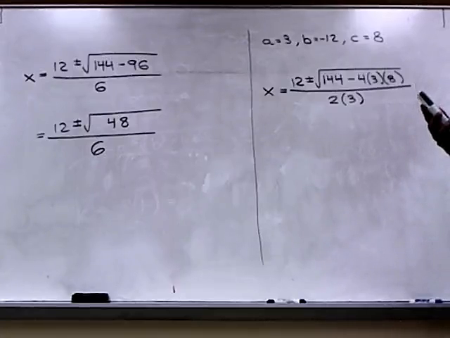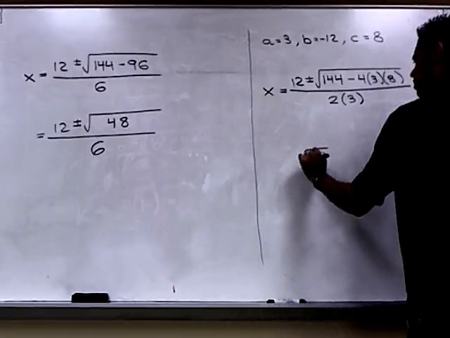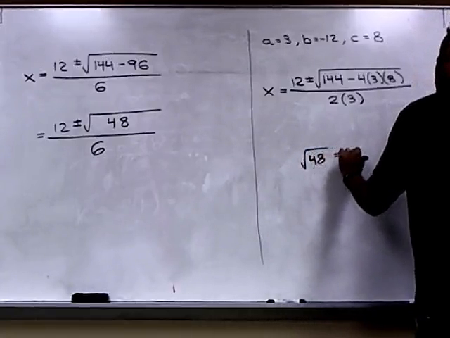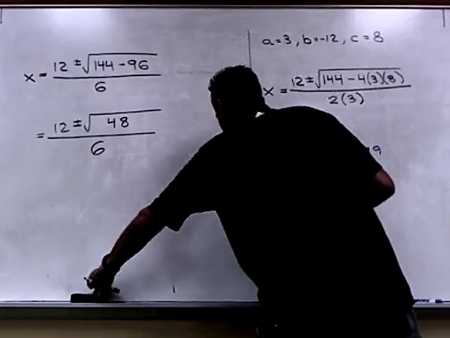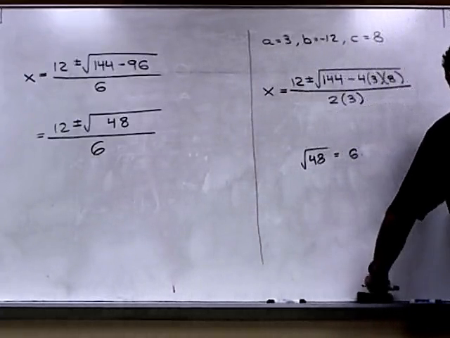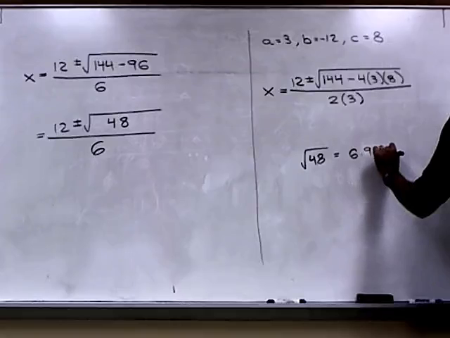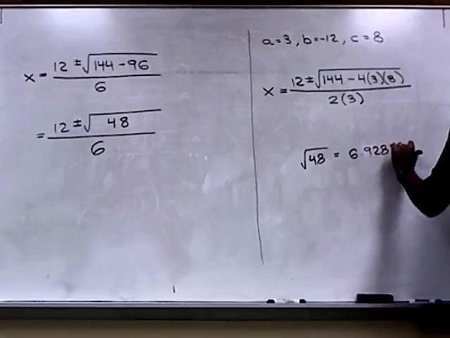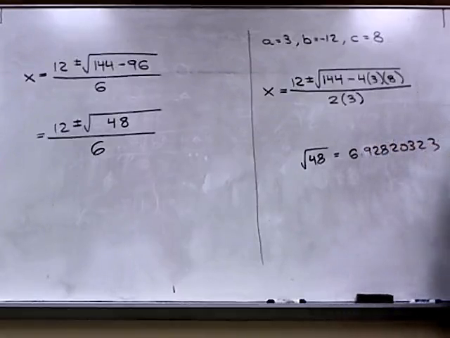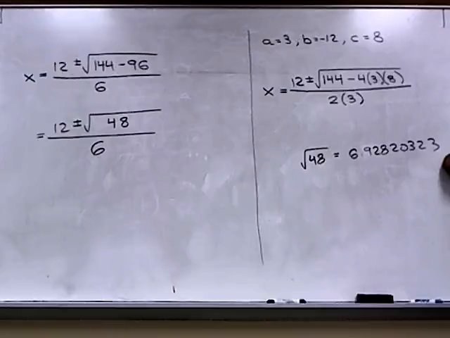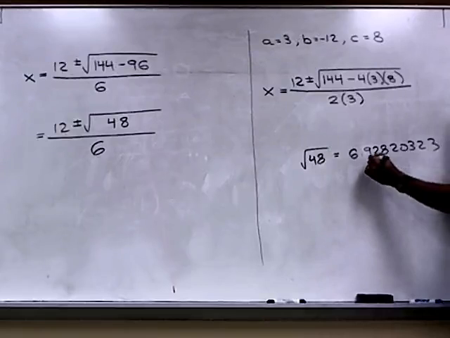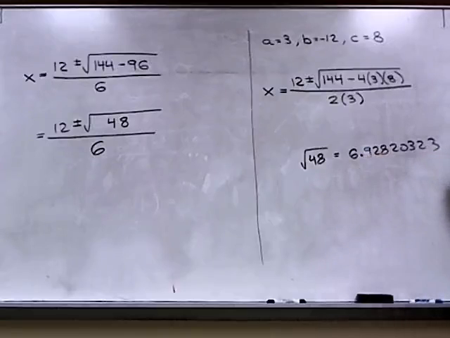This is expected. When I do it, square root of 48, my calculator says 6.92, oh no, I said 92, but I wrote 29. 6.92820323. That's what my calculator says. Now, we obviously don't need that many decimals. So the question is, how many do we need? And I'm only going to require that you go one decimal. Okay? So 6.9 is fine here.